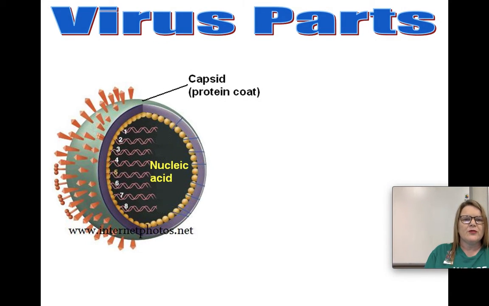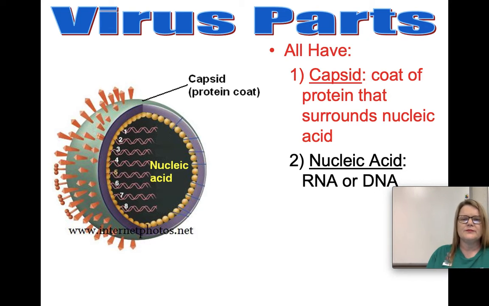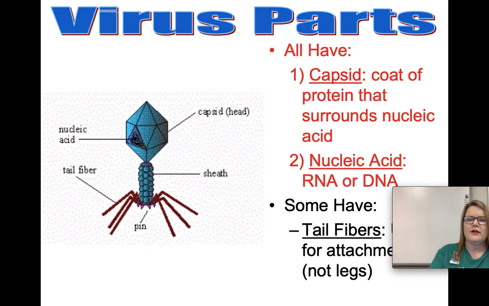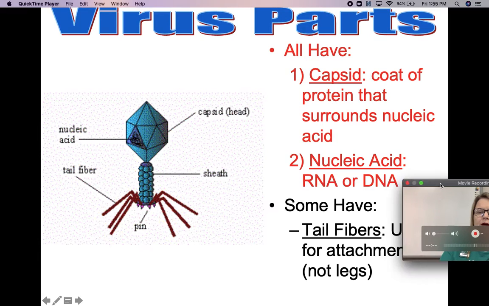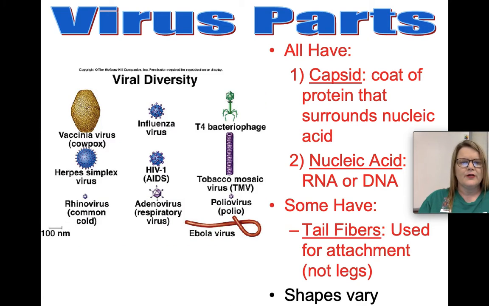So again, back to virus parts, you have a capsid or a protein coat, and you have some sort of nucleic acid like DNA or RNA on the inside of the virus. So there's the capsid coat of protein that surrounds nucleic acid. Nucleic acid, again, RNA or DNA. Some might have tail fibers, which are used for attachment. They're not legs.